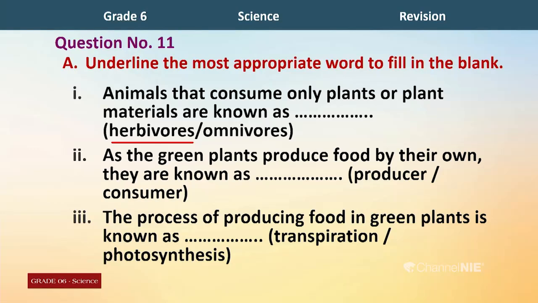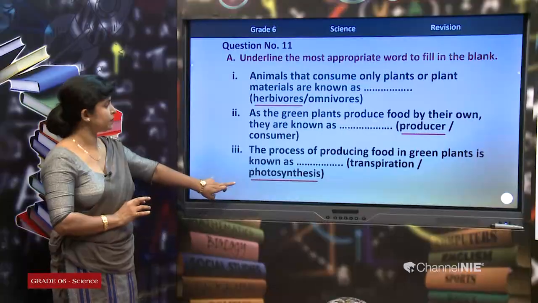As the green plants produce food by their own, they are known as producers. The process of producing food in green plants is known as photosynthesis. Easy questions, you can quickly find out the answers.